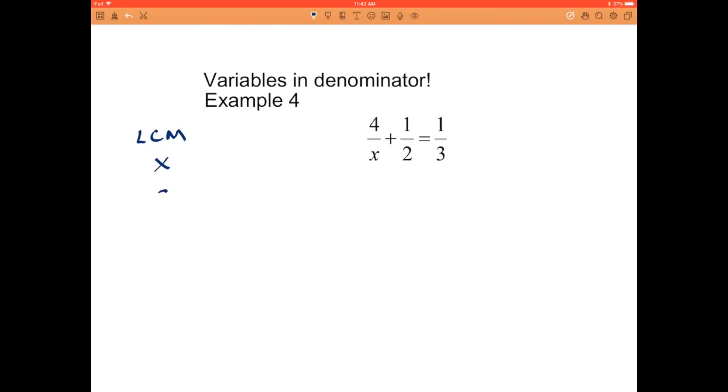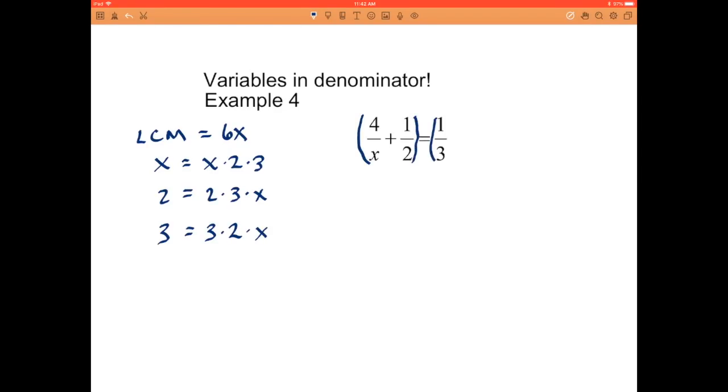So I have an x, I have a 2, and I have a 3. All 3 of those are already prime, so their prime factorizations are just themselves. But we would then need to just fill in the other factors. So they would all need a 2, they would all need a 3, and they would all need an x. So when you multiply those all together, our least common multiple is 6x. We're going to multiply both sides of the equation by 6x.